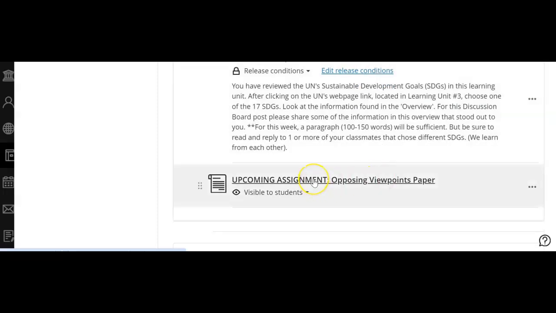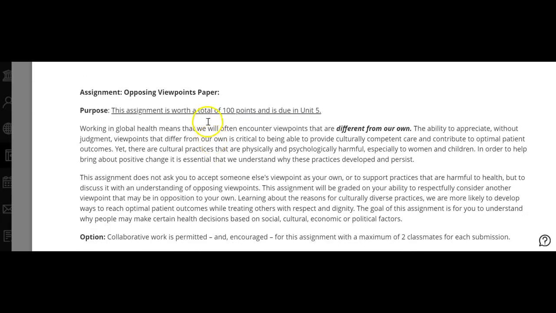So the upcoming assignment, the Opposing Viewpoints paper, let's take some time and look at it this week. Okay, so I click on it, it's a link. It's due at the end of Learning Unit number 5. Not this one, but Learning Unit number 5. We're just reviewing it. So it's going to be worth 100 points. So you know your discussion board posts are 20, your quizzes are 10. So this is a bigger assignment.